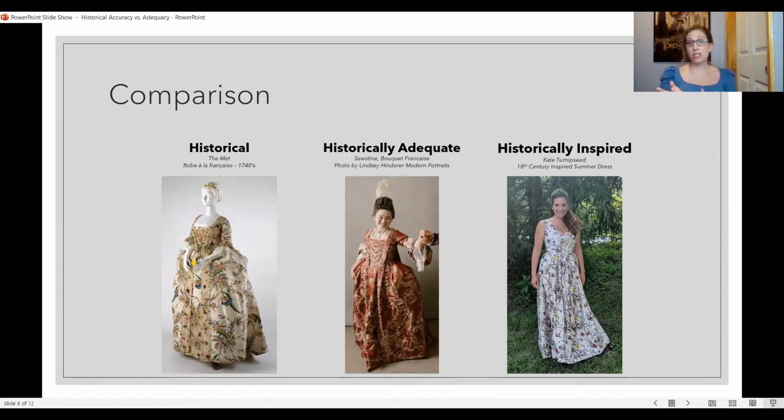And then this is one of the things that I wore this summer. This is historically inspired. I was inspired by the 1700s, and I created a summer dress that's laced up the front, and I had a lot of fun doing that too, but that's in no way historically accurate or adequate. So this is kind of like 3 levels of how historically involved you would like to be in your creation process.